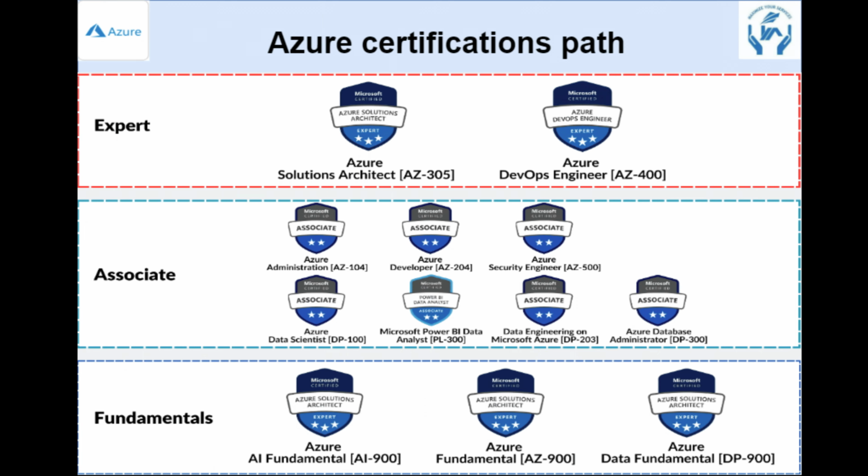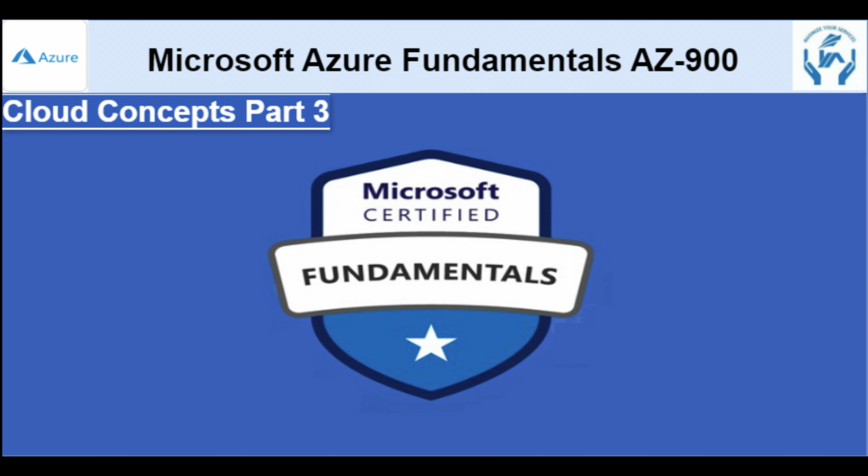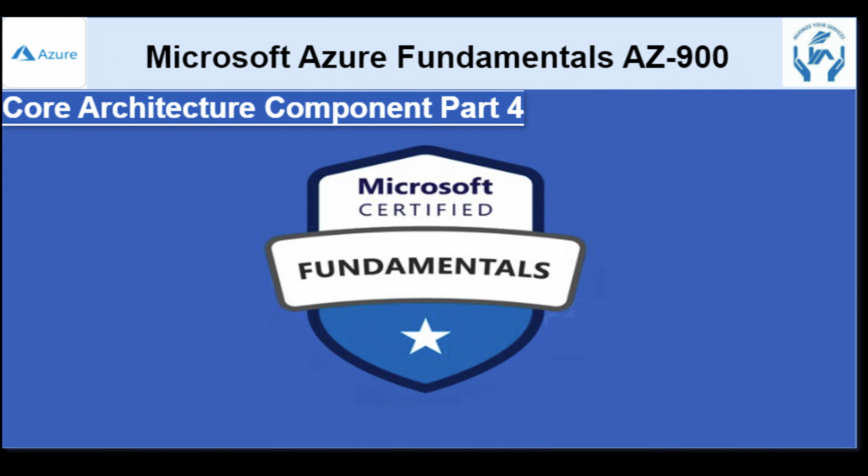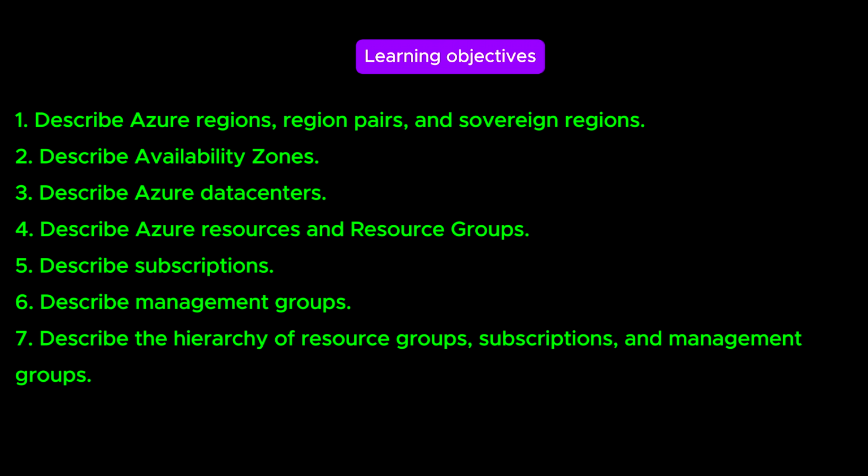In the last session, we discussed cloud concepts part 3, and in this session we will be discussing core architecture components. The learning objective of this part 4 is a discussion on Azure regions, region pairs, I mean the connection of these regions, how we can make a pair of more than one region, sovereign regions, which are almost similar to a private cloud, but not exactly private, availability zones, Azure data centers, resources and resource groups.